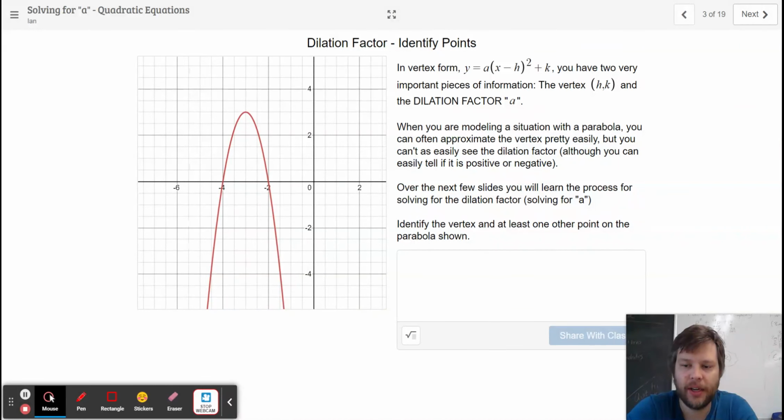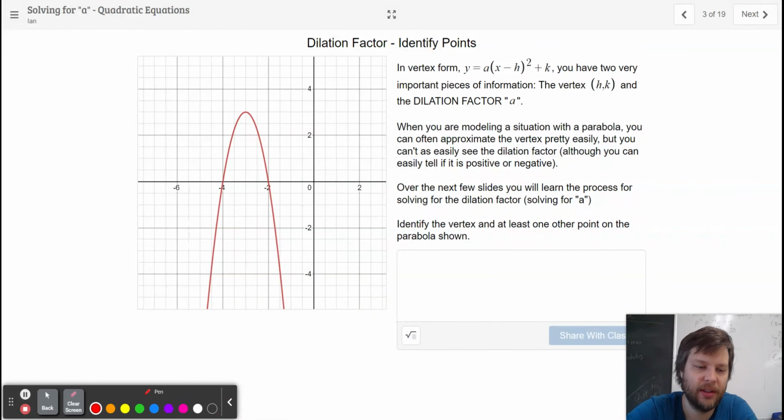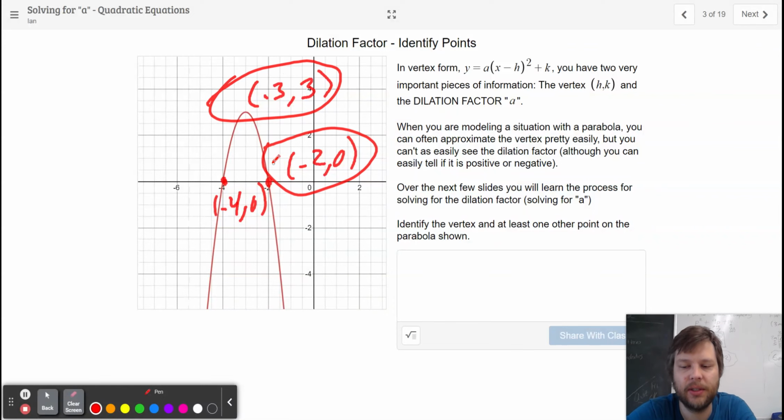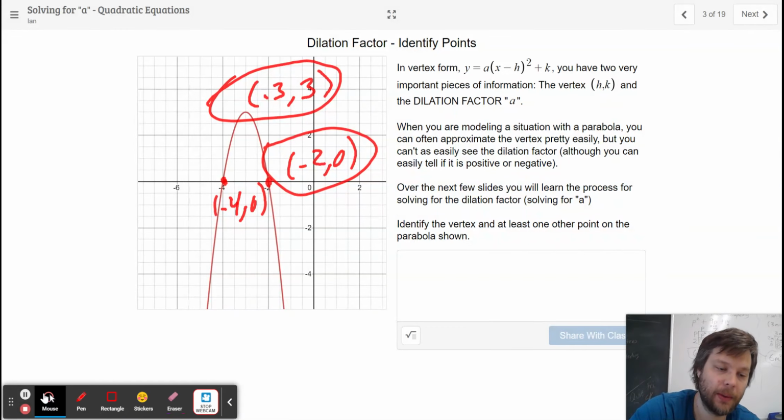What we're going to do over the next few slides is break down the process for finding the a value. And so when I look at this graph right here, I can identify that the vertex is at negative 3, comma 3. And here's another point, negative 2, comma 0. I could have used lots of points other than that one. Like I could have used, for example, negative 4 comma 0, and there's other points I could use as well. But really all I need is to know the vertex, and I need to know one other point, and then I'll be able to find the exact equation using vertex form. So let's move along.